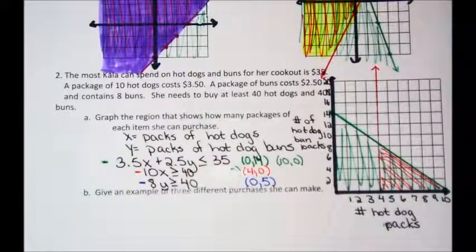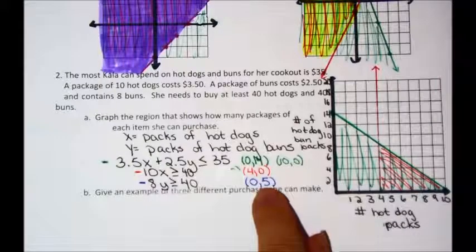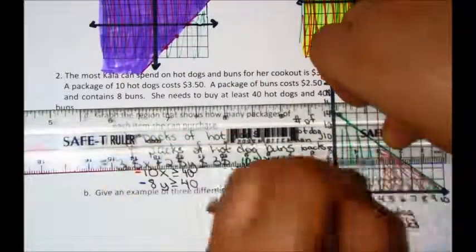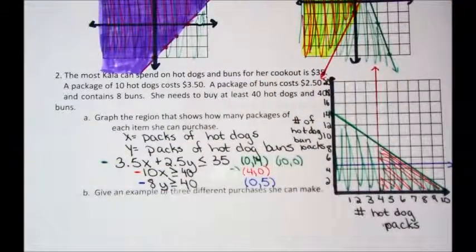Our last equation is a horizontal line through the point (0, 5). We know that it's solid because it's equal to. Y is greater than, so I'm going to shade up. This triangle is my solution set.